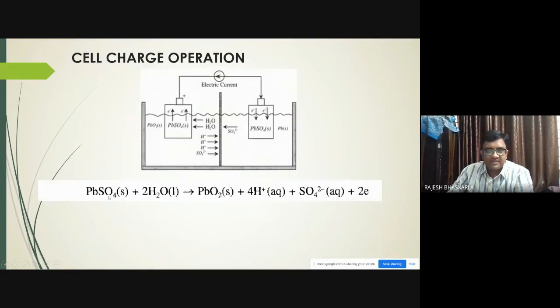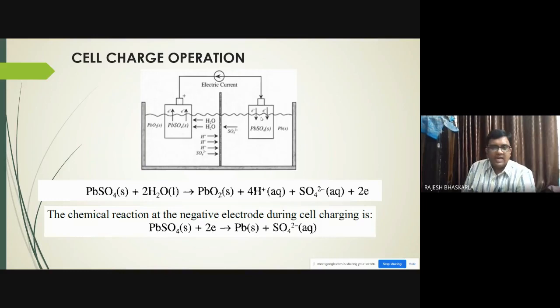Here what is happening is PbSO4 plus water. We are adding some distilled water whenever it is evaporating. So this will contribute to lead oxide. Then it will release ions and then electrons. These electrons, when released, will move through this and get into the negative electrode. Now the negative electrode is taking the electrons, and PbSO4 is split into lead and SO4 2-. That means you have to understand that during the charging operation, here reduction is happening and here oxidation is happening.